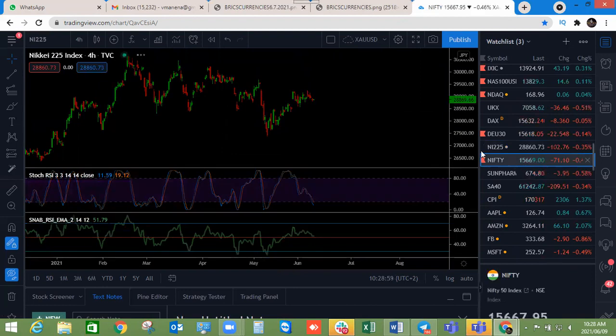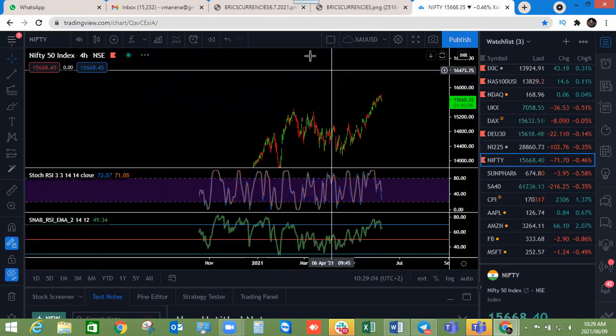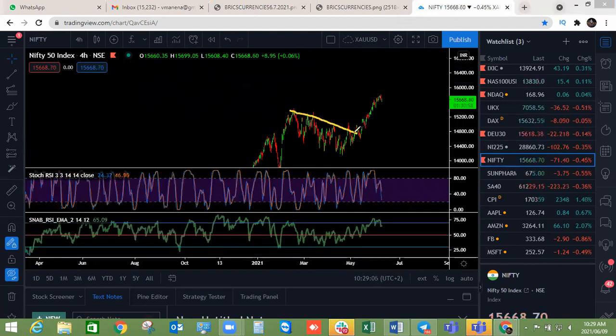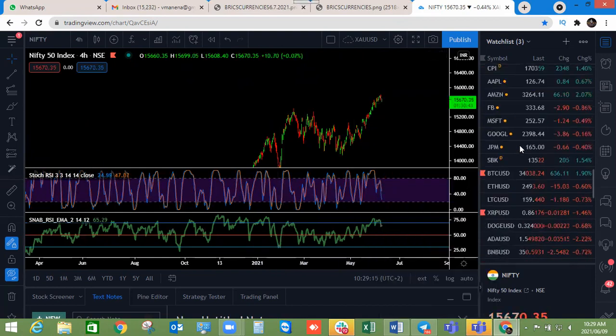Nifty, it's an impulse. You don't analyze an impulse after this corrective structure. It just went shooting up. Only when you get a correction will you get a continuation to the upside. Let's look at the cryptocurrencies.